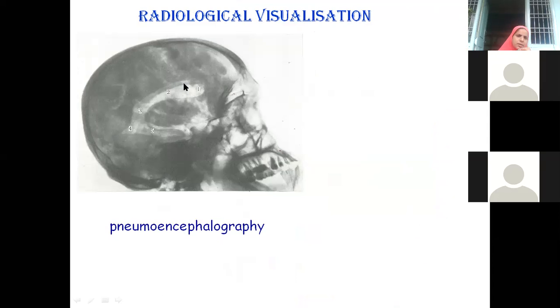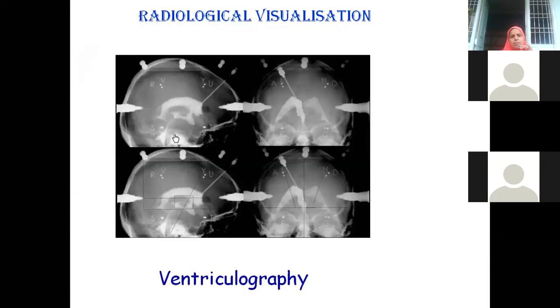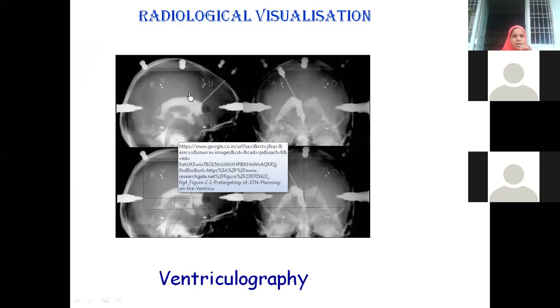So, radiological visualization. Are you finding something here? Empty space? This is called pneumoencephalography. 1, 2, 3, 4, 5. What is 1 representing? 1, 2 is the anterior horn. 3 is the central part. 4 is the posterior horn. 5 is the inferior horn. So different views have been taken. This is again a lateral view. You are finding all the ventricles in fact: lateral ventricle, the other side lateral ventricle, then third ventricle, aqueduct, fourth ventricle, and so on.